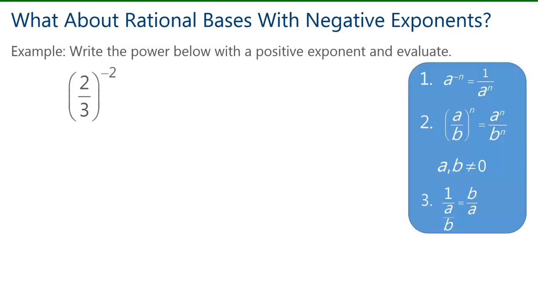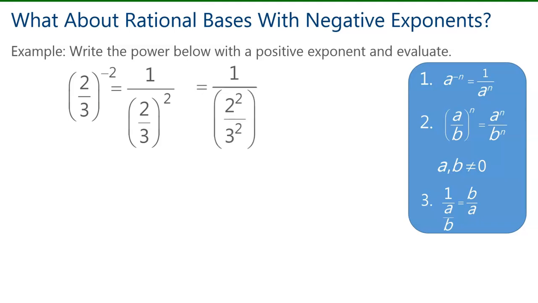We have some laws on the right that may help us. Using law number 1, this is 1 all over 2/3 to the +2. This gives us 1 all over 2 squared all over 3 squared, because the square applies to the 2 and the 3. 2 squared is 4, 3 squared is 9.